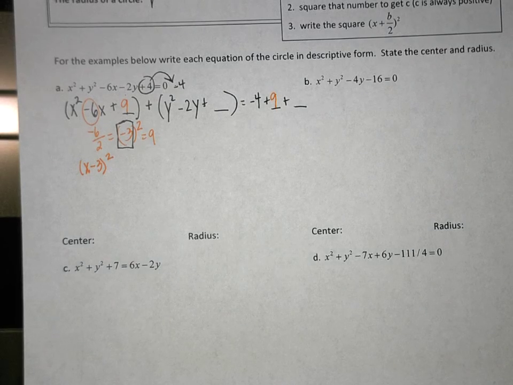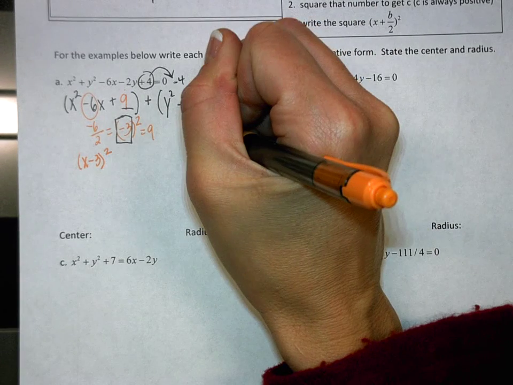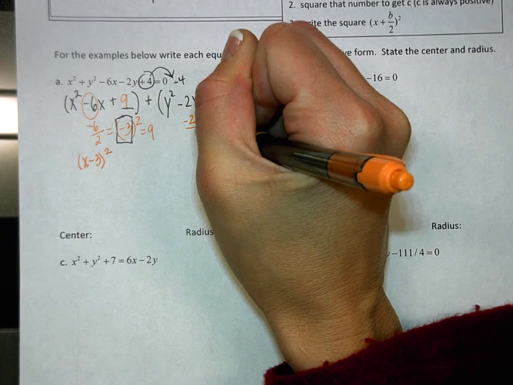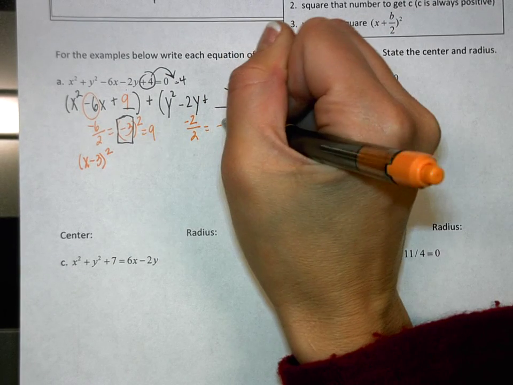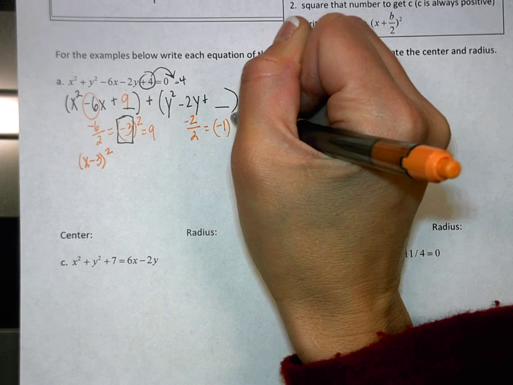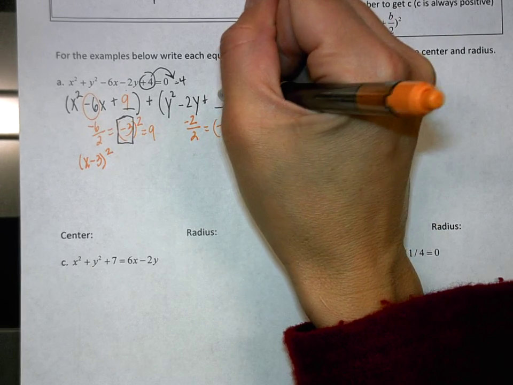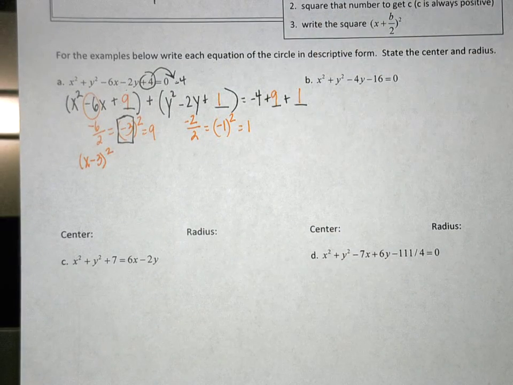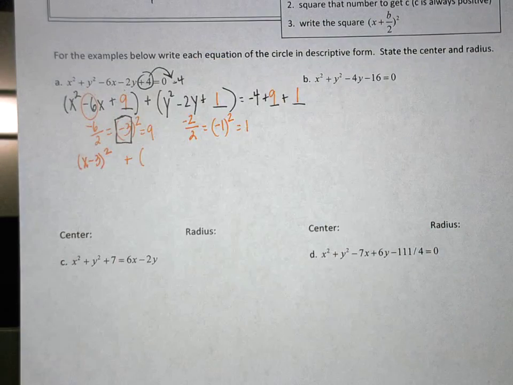All right. Then if we go over here to this one, we would take negative 2 divided by 2, which is negative 1, and then we square it, which makes 1. Good. So 1 goes into each of those blanks. And when we're writing that one as a square, it'll be what?